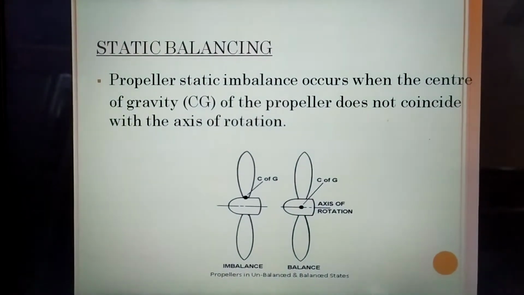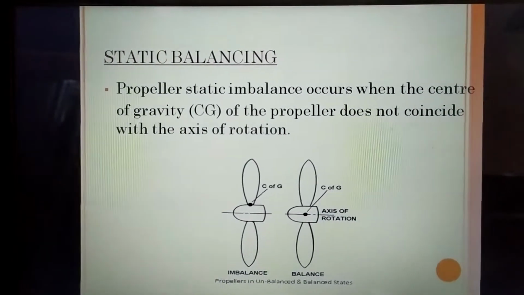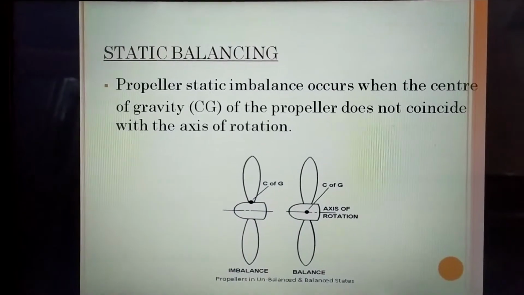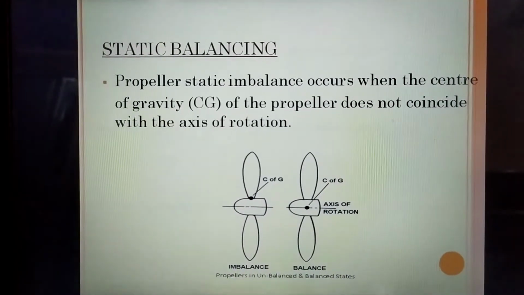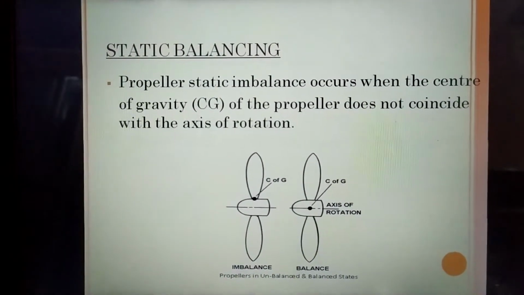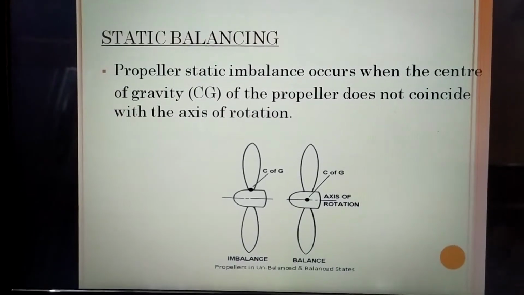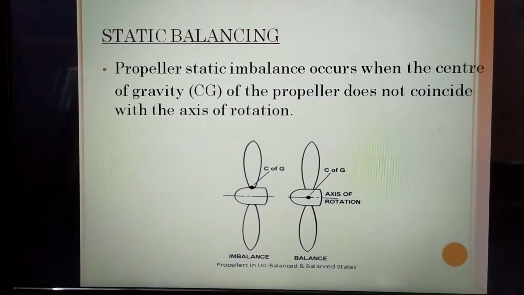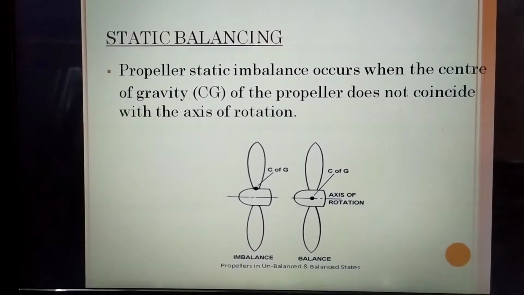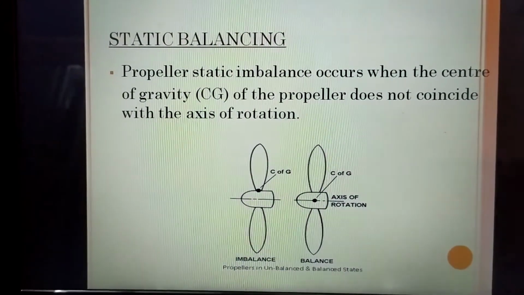So why do we do static balancing, and how does it happen? As you can see in the diagram, when the center of gravity, the C of G point, does not coincide with the axis of rotation, that is the axis around which all blades rotate, then static balancing is needed.